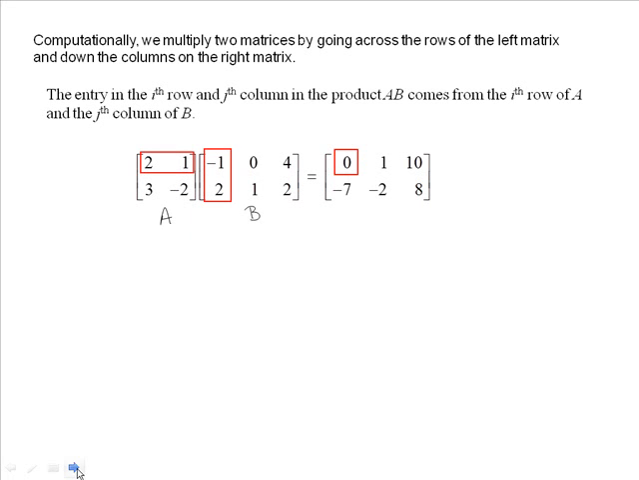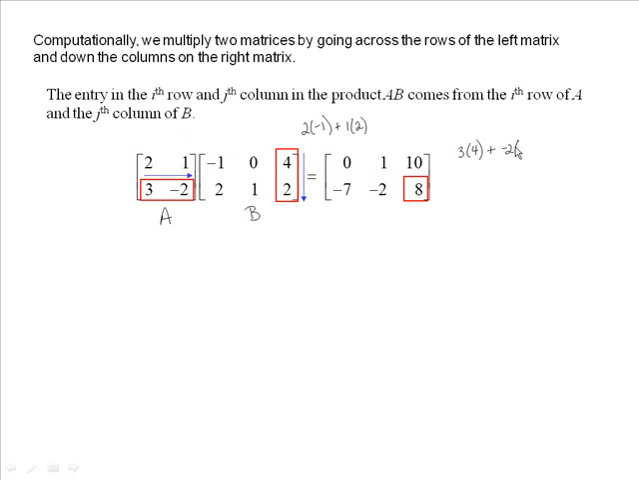So we would multiply across A and down B, and we see that we have then 2 times -1 plus 1 times 2. So we have -2 plus 2, which gives us 0. In the same way, we'll look at how we come up with this last entry over here in our answer. We multiply across the bottom row of A and down the last column of B. So I have 3 times 4 plus -2 times 2. So I have 12 plus -4, which is 8.